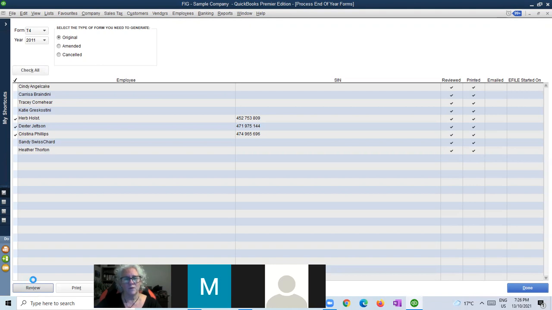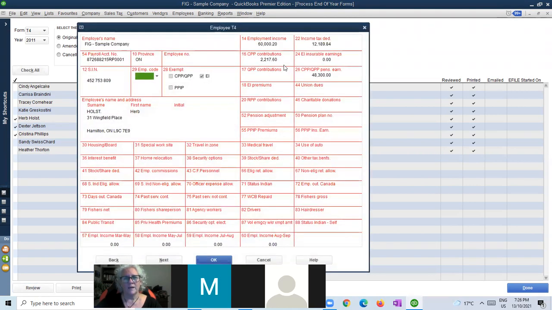I can go into review. I can see this sort of thing. Here it comes. And I can print these off, and I can do this at any time. I'm looking to see if all the boxes, everything's ending up where it's supposed to be. So my income tax deducted, my CPP, my EI, my insurable earnings. Notice how insurable earnings is the same as that. It's not always the same, depends. Your gross earnings and insurable earnings can be different. There's my CPP earnings right there.